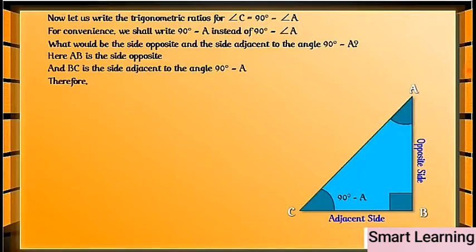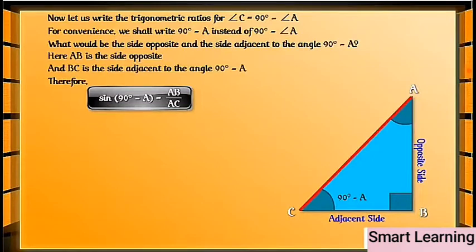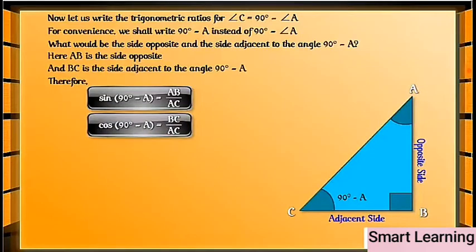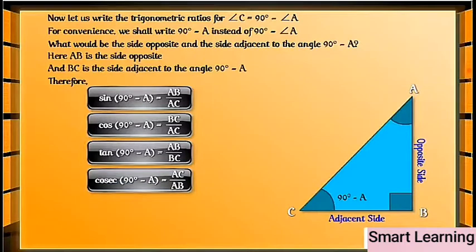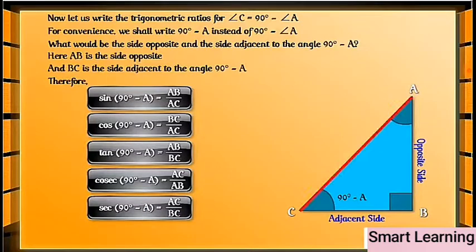Therefore, sin 90 degrees minus A is equal to AB upon AC. Cos 90 degrees minus A is equal to BC upon AC. Tan 90 degrees minus A is equal to AB upon BC. Cosec 90 degrees minus A is equal to AC upon AB. Sec 90 degrees minus A is equal to AC upon BC. And cot 90 degrees minus A is equal to BC upon AB.